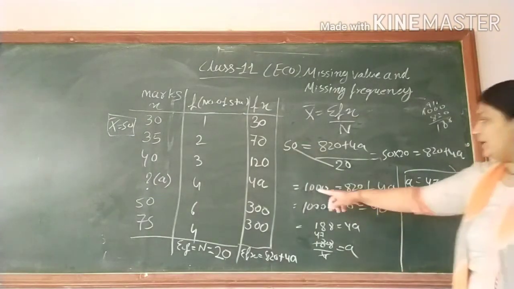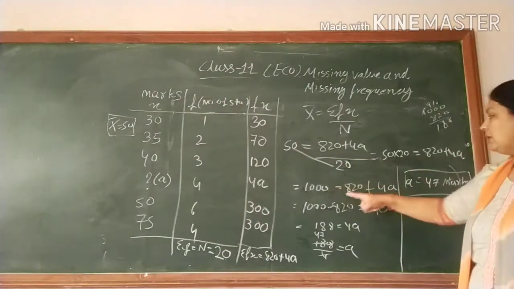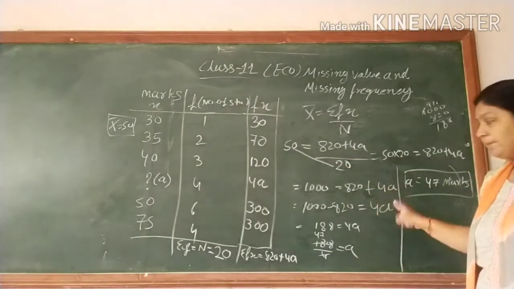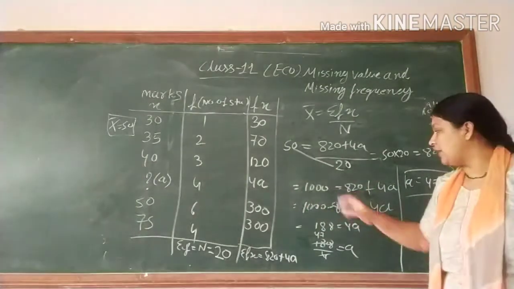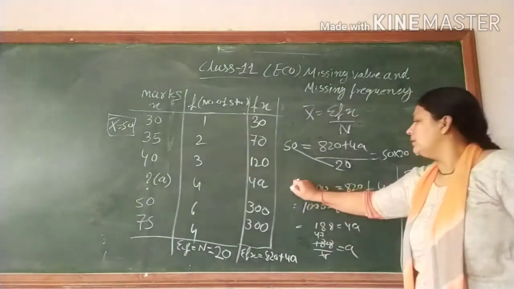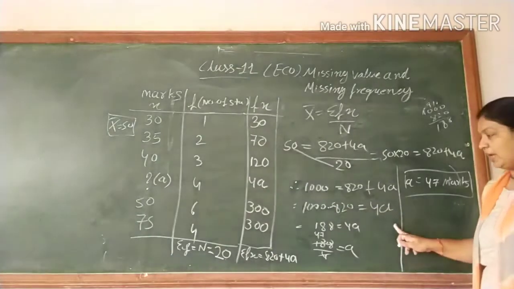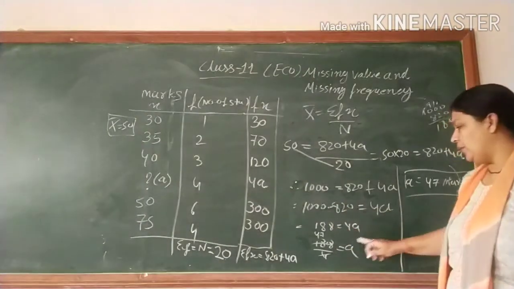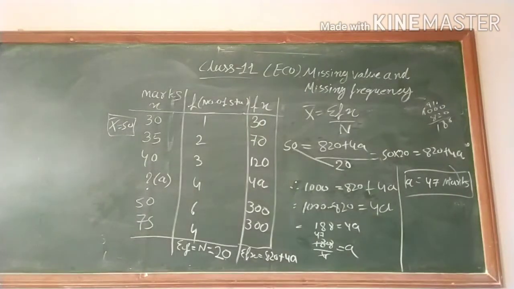Because listen, 1050 into 20 becomes 1000. So 1000 equal to 820 plus 4a. So 1000, यहाँ से इधर जाएगा तो माइनस में हो जाएगा, यहाँ प्लस में. So then 1000 minus 820 equal to 4a. 188 equal to 4a. So your answer becomes 47 marks.